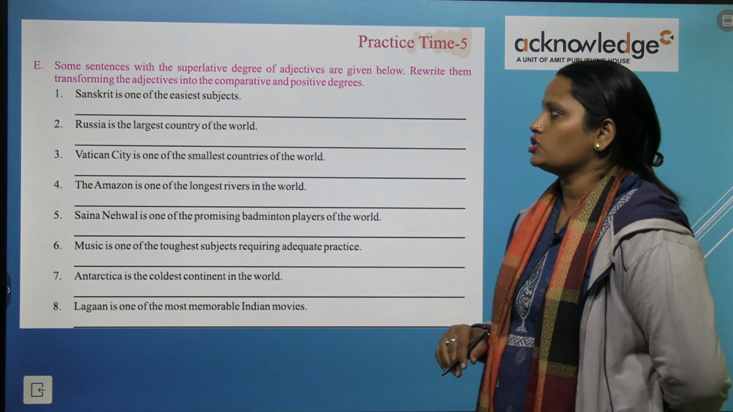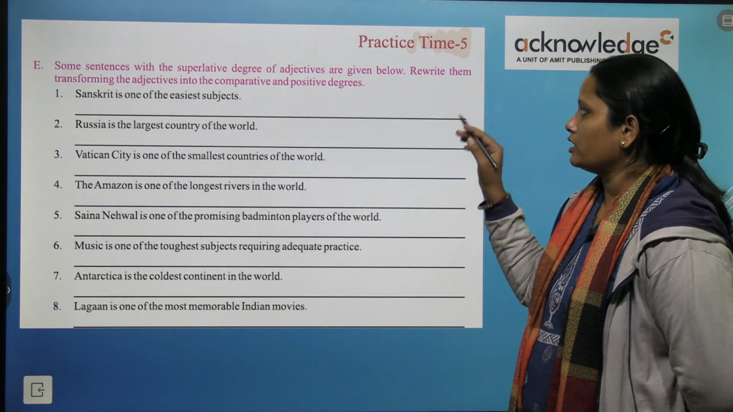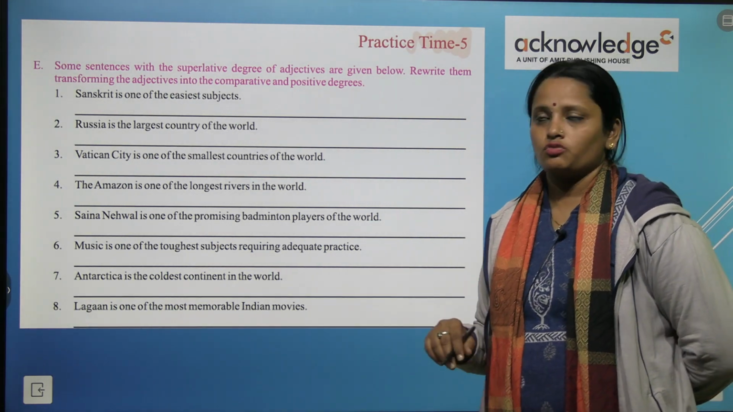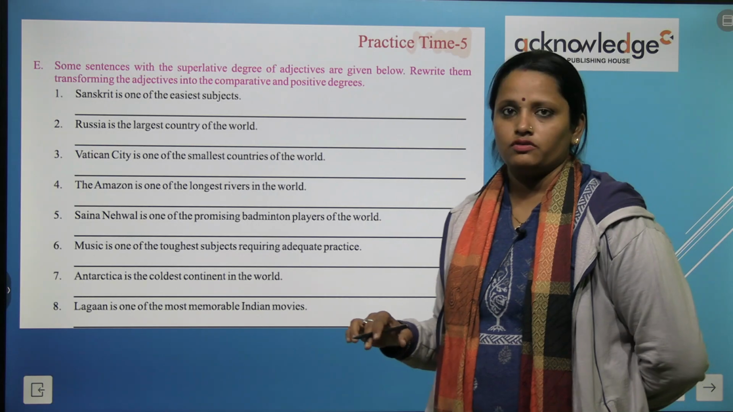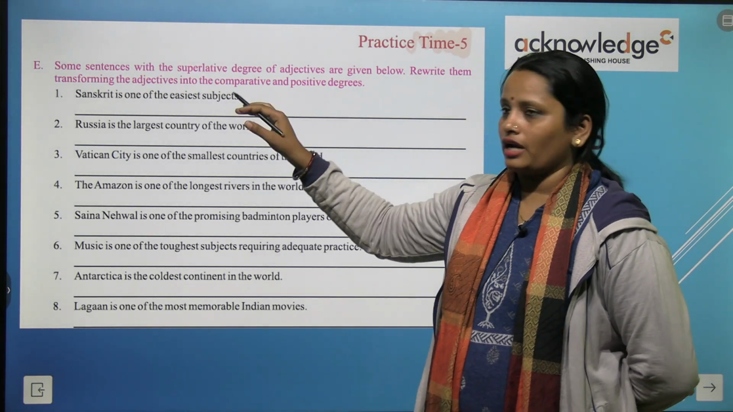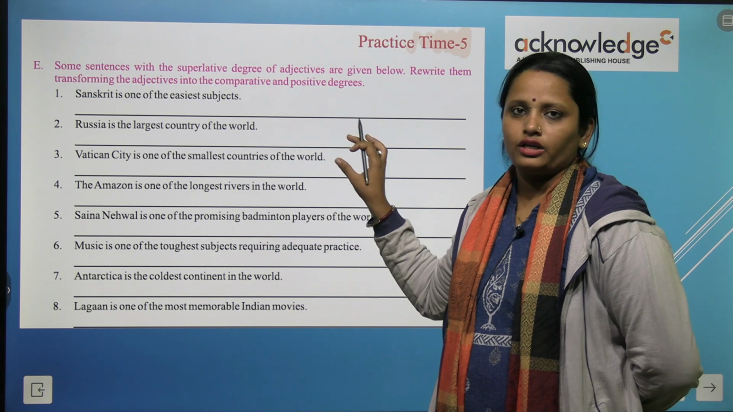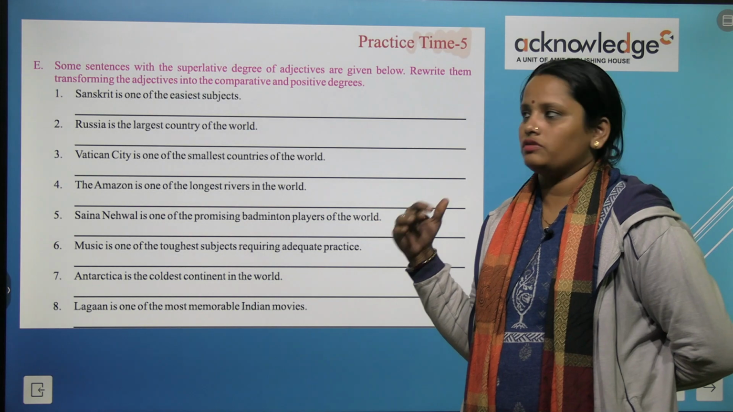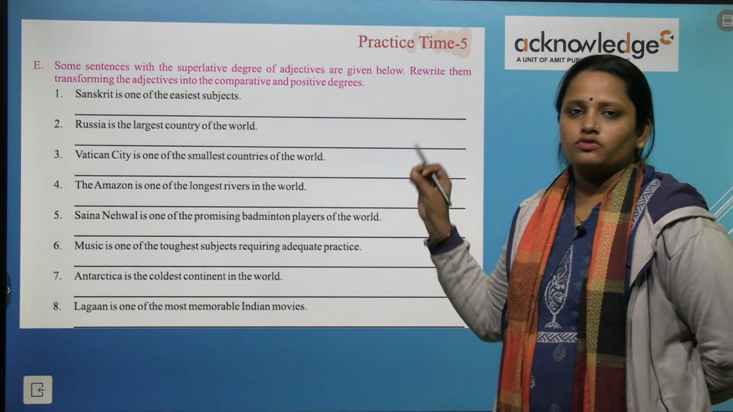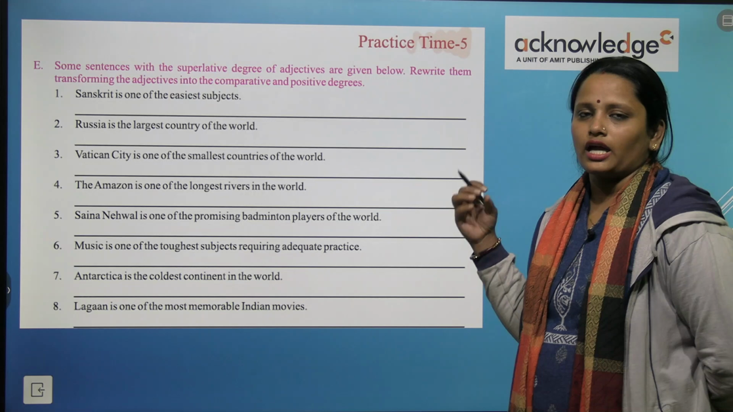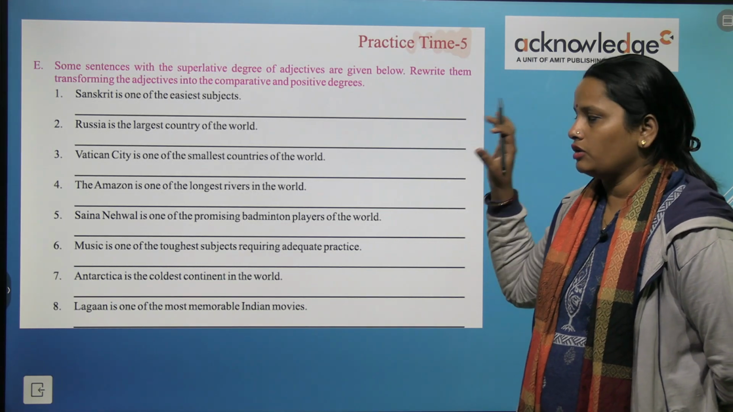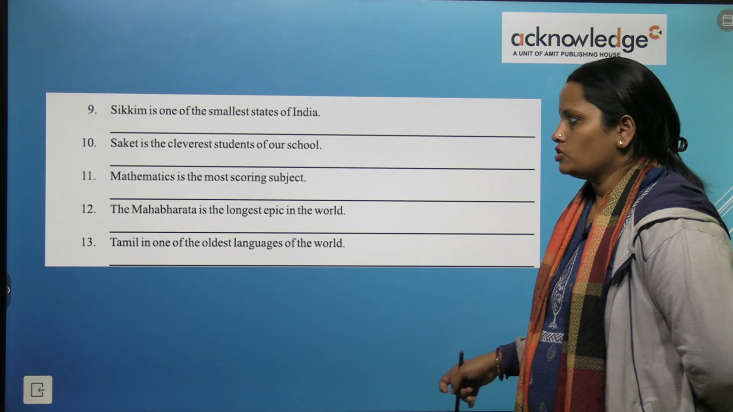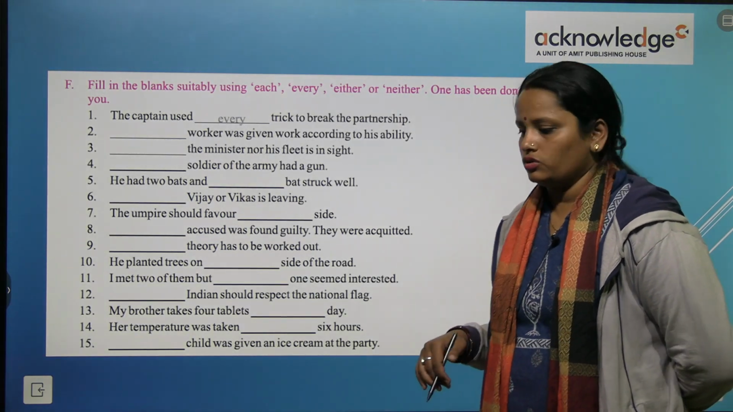Some sentences with the superlative degree of adjective are given below. So यहाँ पे जो sentence है superlative degree में है. Rewrite them transforming the adjective into the comparative and positive degree. So children, आपको क्या करना है? You have to write down the heading comparative degree and then write down the answer, and then put the heading of positive degree and then complete the positive degree statement. As we have done in the examples, like that only you have to convert these into positive and comparative degree. So children, this is the work that you have to do on your own.